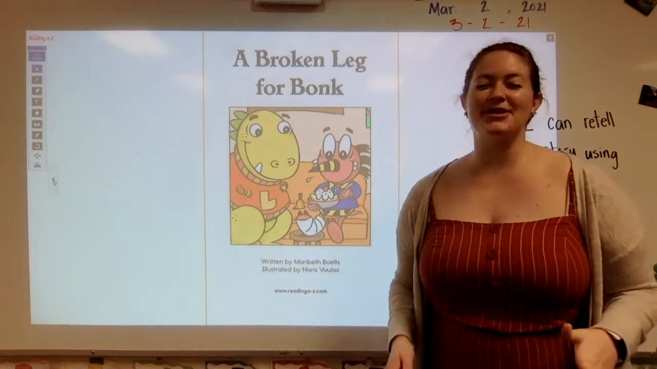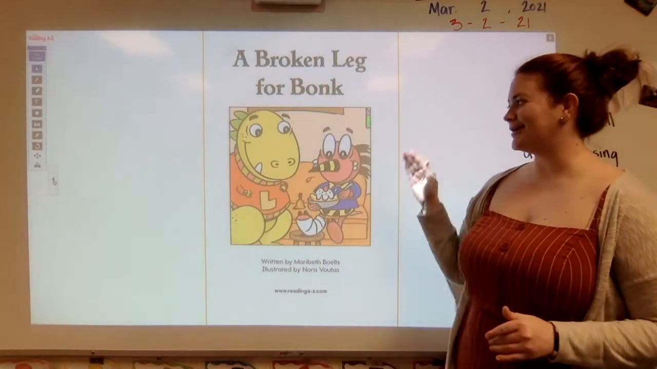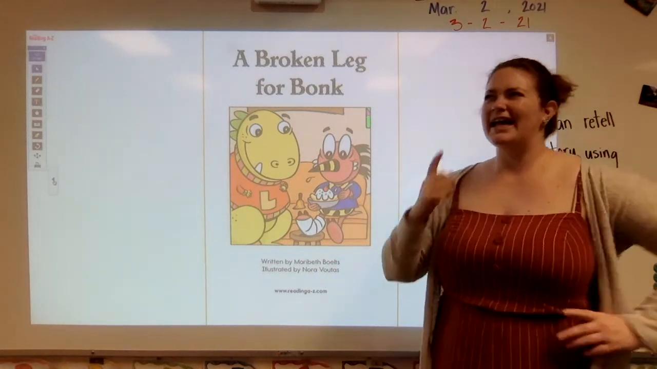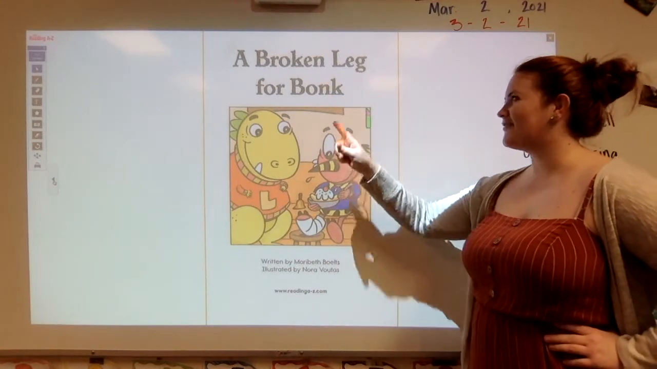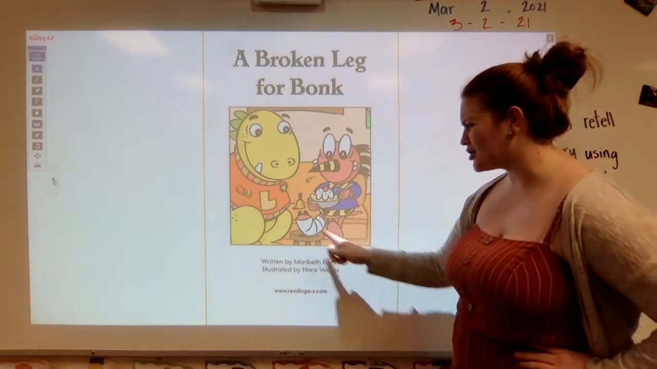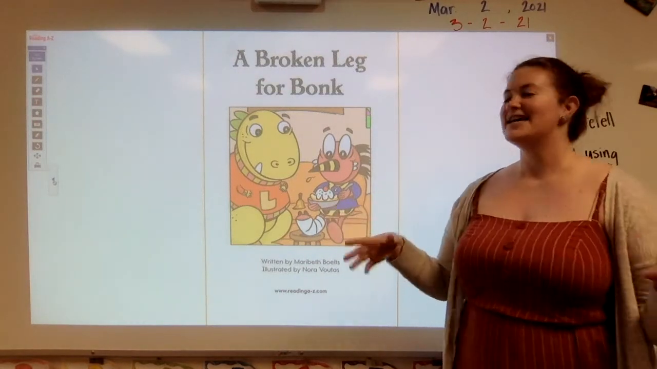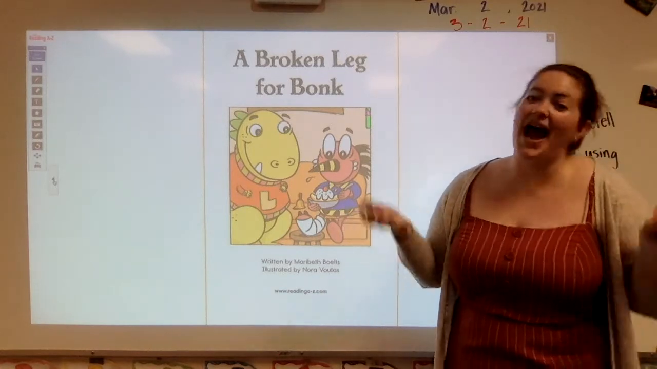Okay, the story that we're going to read today is called A Broken Leg for Bonk. And here are my characters. I have Bonk and Lurk. And I'm going to make a prediction. It says a broken leg for Bonk, and on the picture I can see that he has a broken leg. So I'm going to guess that in this story, Bonk is going to have a broken leg. I don't know for sure.